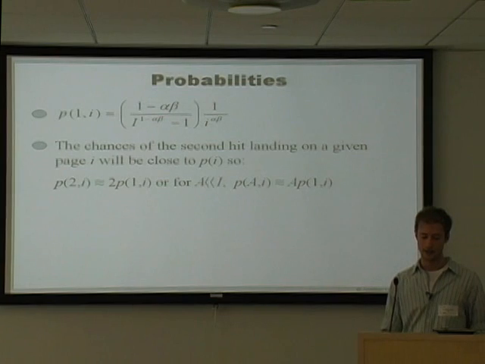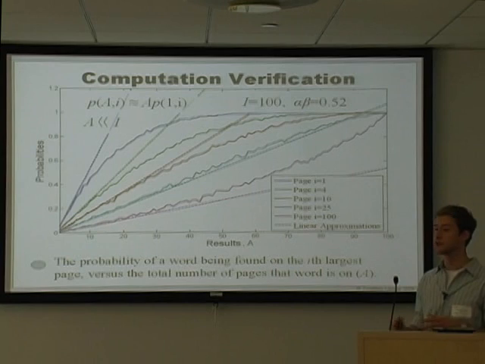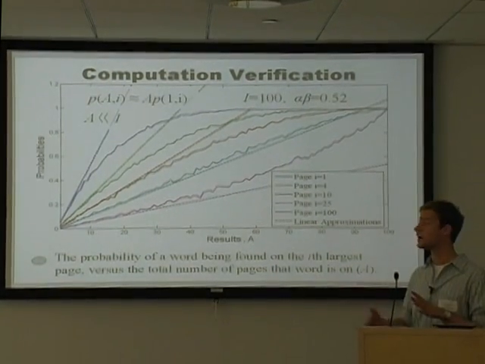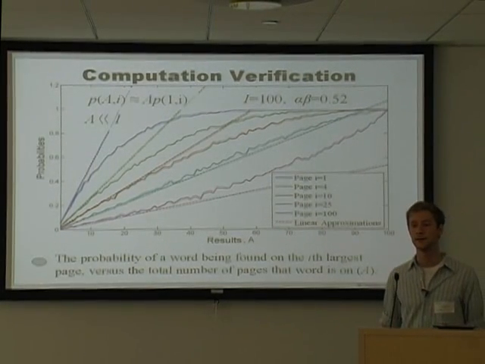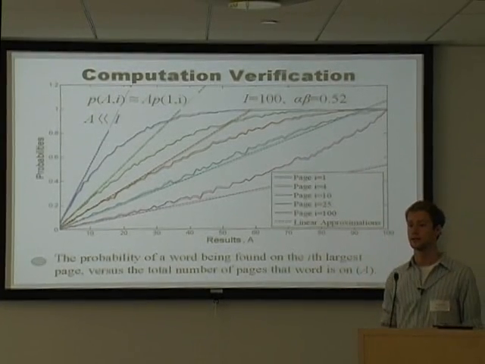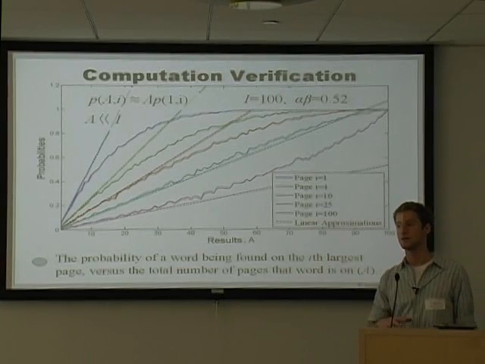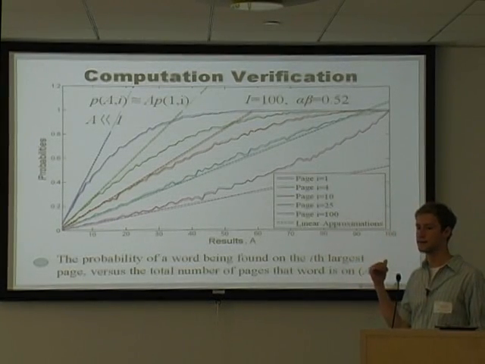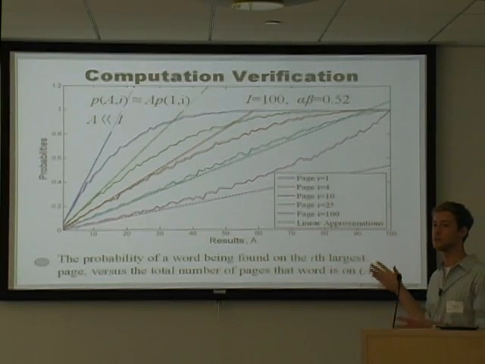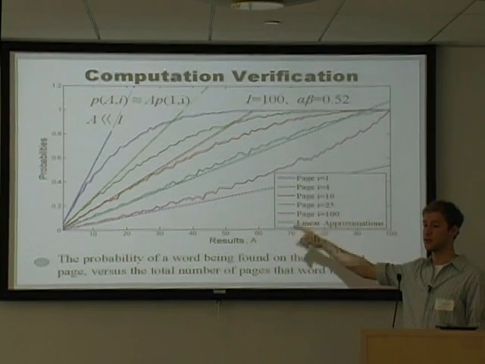Now, to demonstrate that, I made a computational model for an internet of 100 pages, and I randomly did it a few times and found the exact probabilities of hits landing on the ith page, where, again, the probability distribution is given by that coefficient, alpha times beta, which is 0.52, which later we find is actually the case for the internet. And so we see that as long as the number of results is much smaller than the total number of pages on the index, then these linear approximation lines work well.